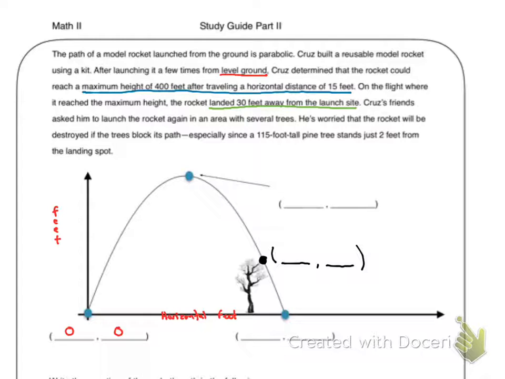Let's look at our vertex. So vertex is the maximum or minimum. When we have that terminology, we know that we get our maximum there. So after traveling a distance of 15 feet, it is 400 feet up in the air. Next piece of information, I'm going to do this x-intercept here. It says the rocket landed 30 feet away from the launch site. So here's my 30 feet. And if it lands on the ground, it's back at 0 feet up in the air.